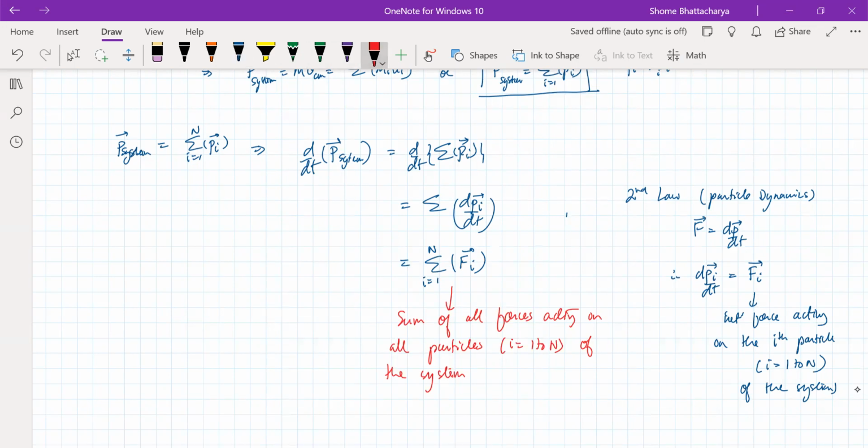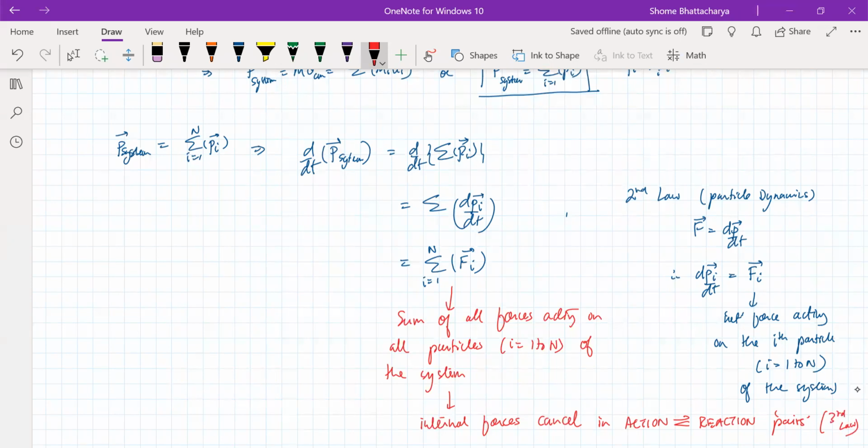So when we do that, okay, sum of forces acting on all particles of the system, the internal forces cancel in action reaction pairs. And we are left with what? We are left with just the external forces sum. Okay, so that is application of Newton's third law.